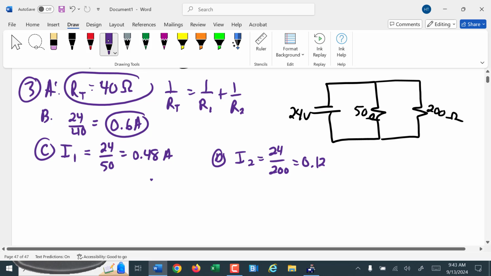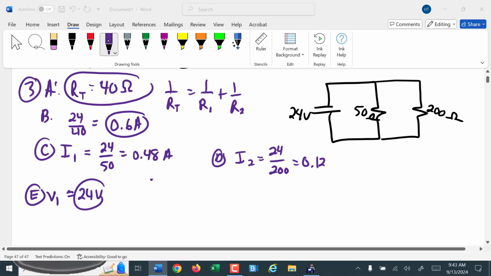I have those wrong on my answer key too for some reason. Oh, they're there. Looking at the wrong problem. Then my voltage, well, voltage across resistor 1 is going to be 24 volts. Voltage is the same no matter where.